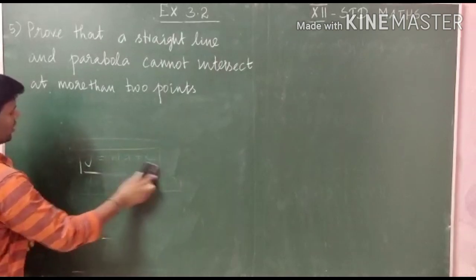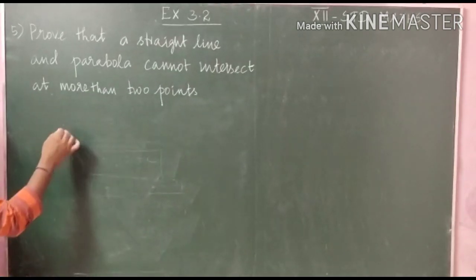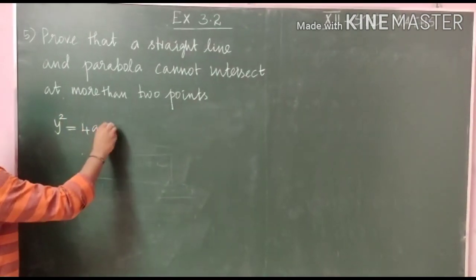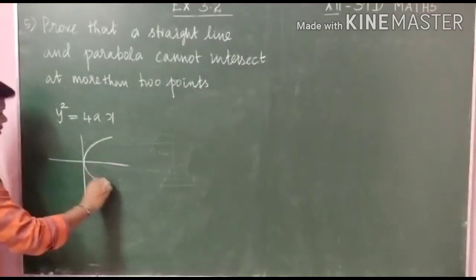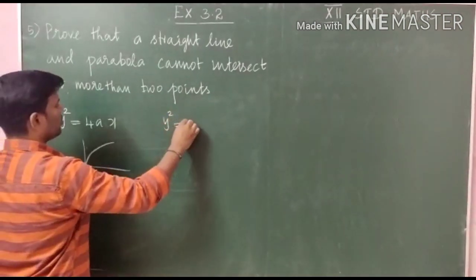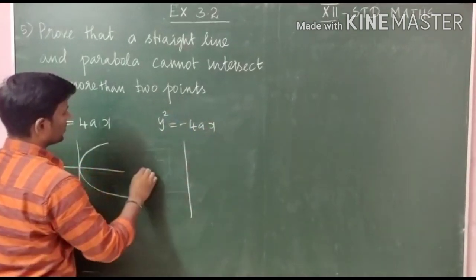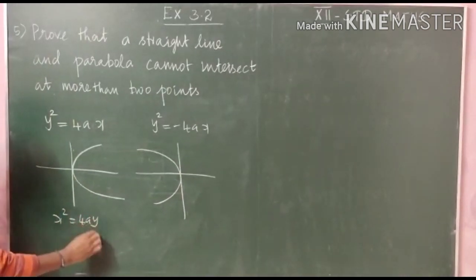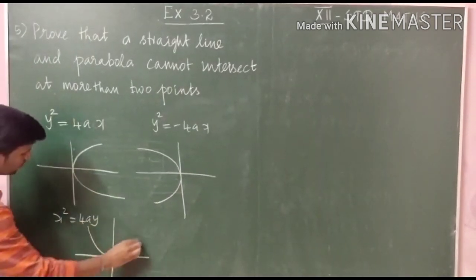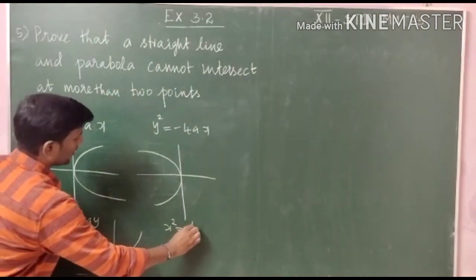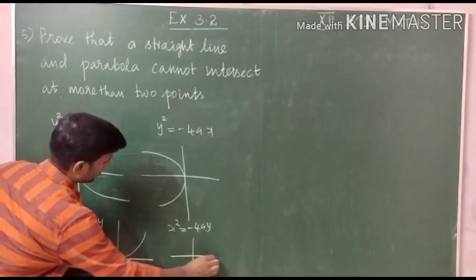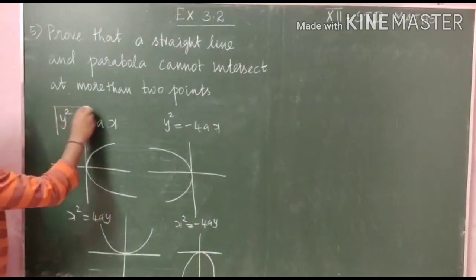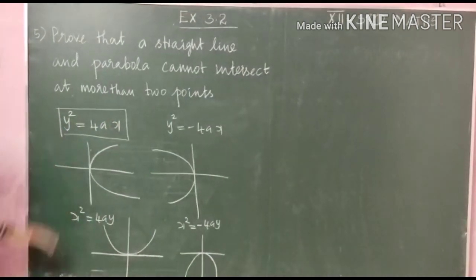And next, what is a parabola? We have four types of parabola, not only four types, any types. When y square is equal to 4ax, the curve is what? Open right one. Then y square equal to minus 4ax, the curve opens left. When x square is equal to 4ay, the curve opens upward. Then x square is equal to minus 4ay, the curve opens downward. So likewise we have plenty of parabolas. I will take the parabola equation as y square equal to 4ax for my convenience.